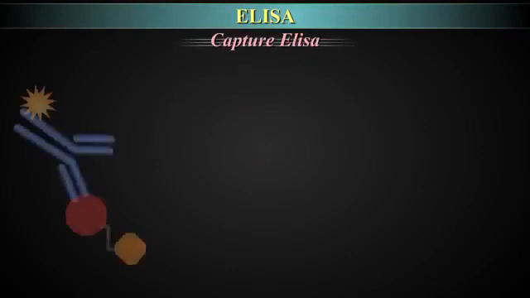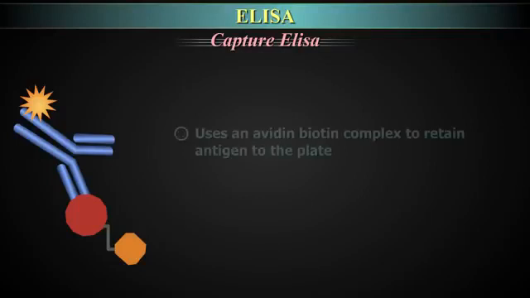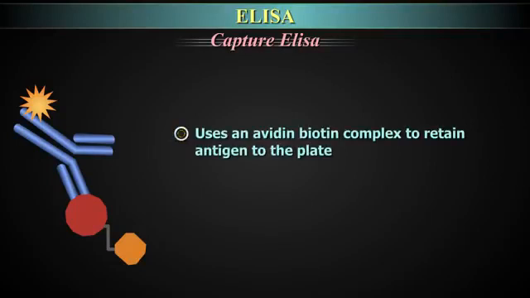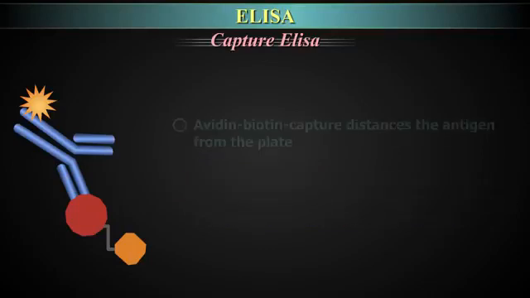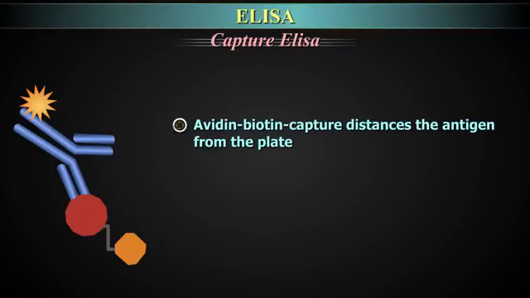Capture ELISA. A similar technique to sandwich ELISA is a capture ELISA, which uses an avidin-biotin complex to retain antigen to the plate. By adsorbing large tetrameric protein, avidin-biotin labeled antigen can be immobilized, yet avoid adverse plate-antigen interaction. Additionally, avidin-biotin capture distances the antigen from the plate.